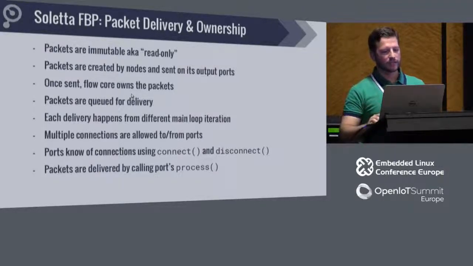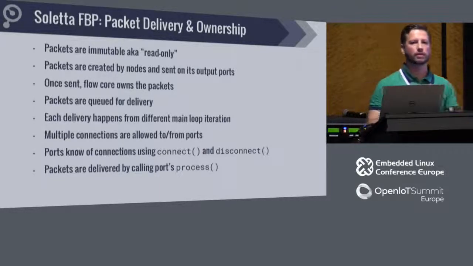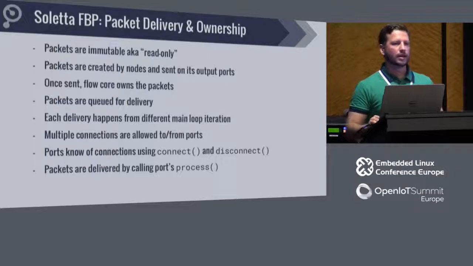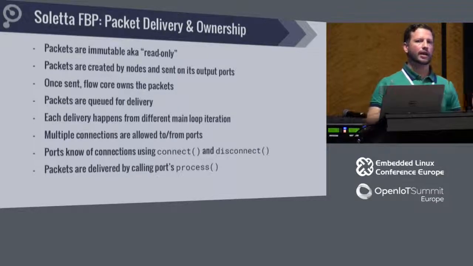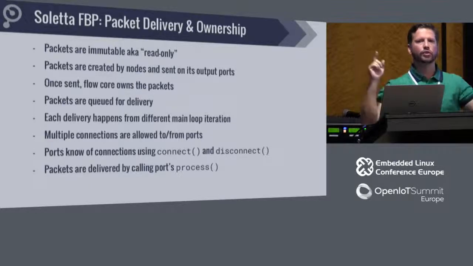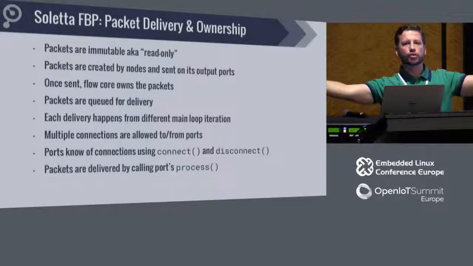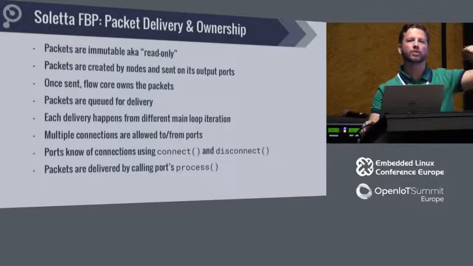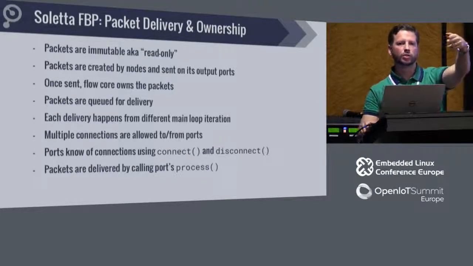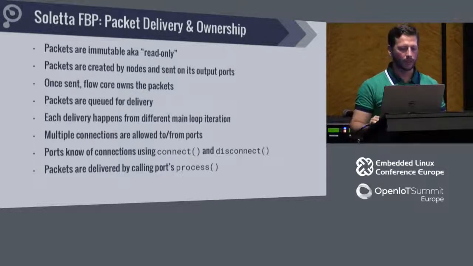We also, as I said, allow multiple connections to and from ports. And the ports can know who is connected by providing the connect and disconnect methods or callbacks. So these allow for things like: I have 32 ports and the user just connected 2 ports. Should I wait for all 32? No, I need to wait just for 2 ports to provide a result at the end. So you can use connect and disconnect to do things like this.